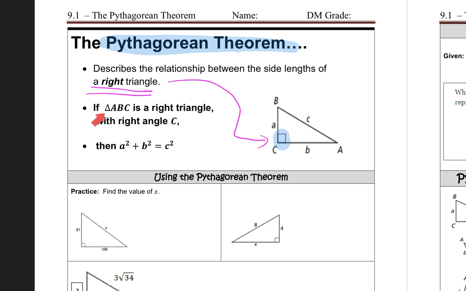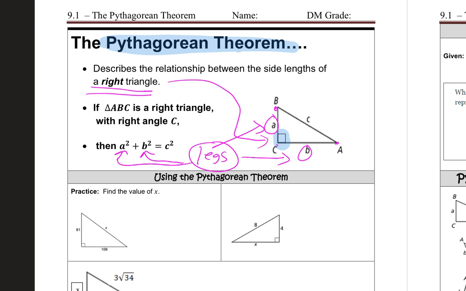Okay, so if triangle ABC is a right triangle, we know that's the triangle they're talking about, with a right angle at C. So if C is that right angle, then a squared plus b squared equals c squared. A and B are the ones that make that right angle, and these are called legs.